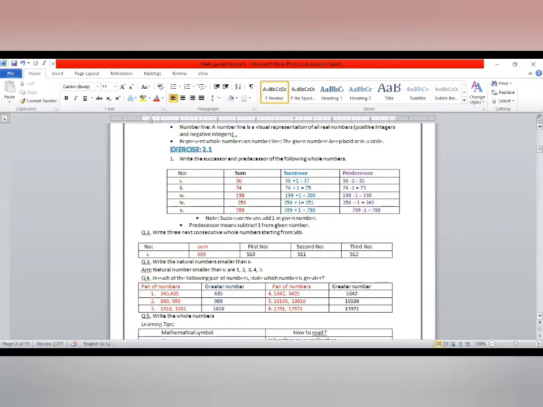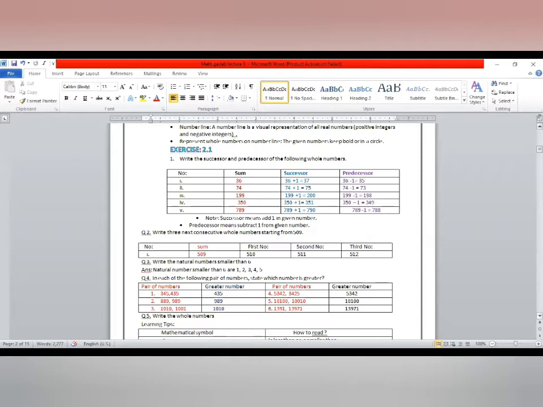In the same way, in 74, the successor we get by adding 1, and the successor will be 75, and the predecessor we get by subtracting 1 from 74, and we will get 73. Dear students, in the same way 199, its successor is 200, predecessor is 198. In the fourth part, 350, successor is obtained by plus 1, that is 351. Predecessor is obtained by minus 1, that is equal to 349.